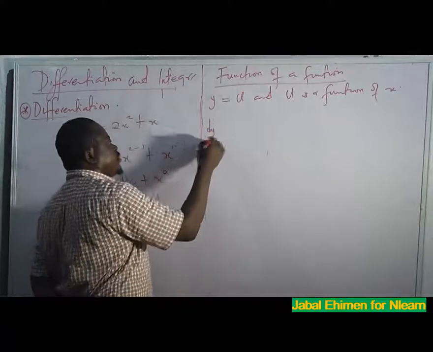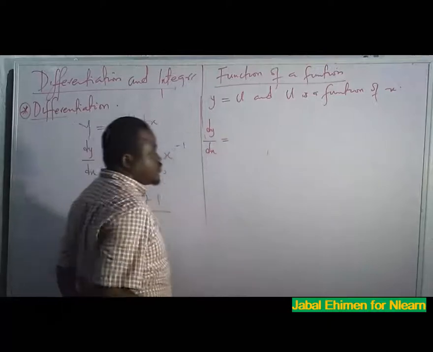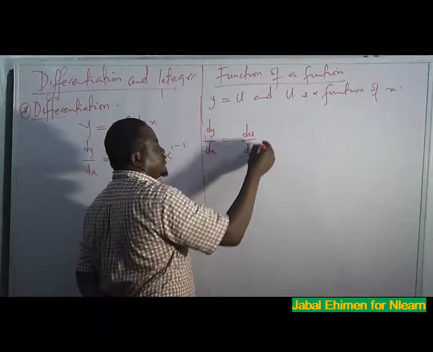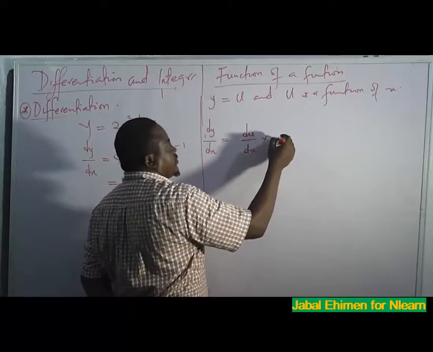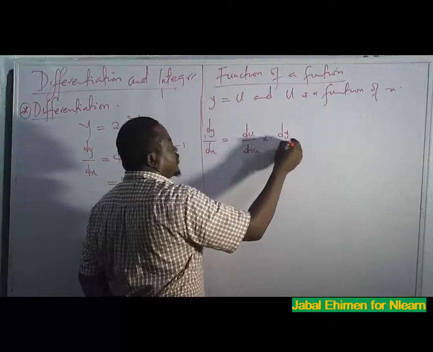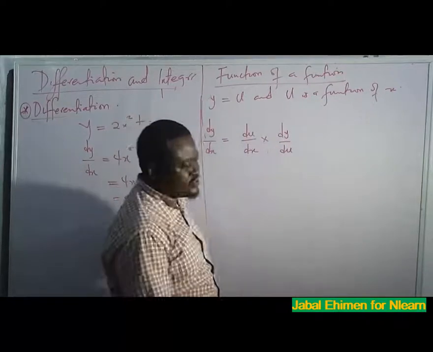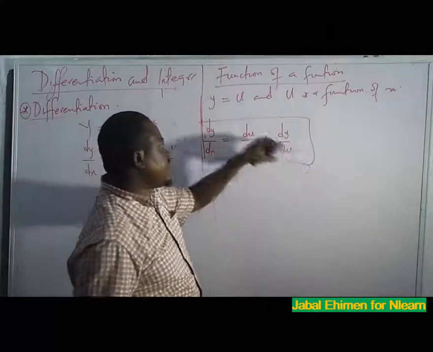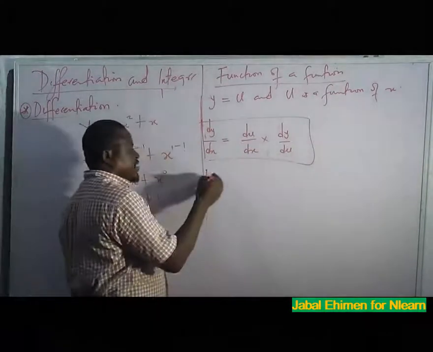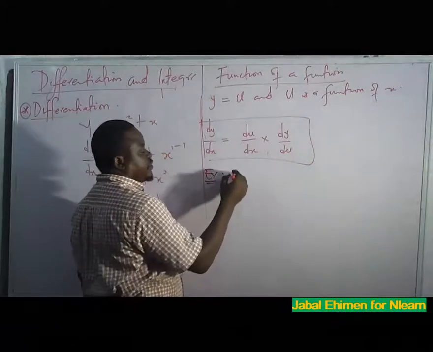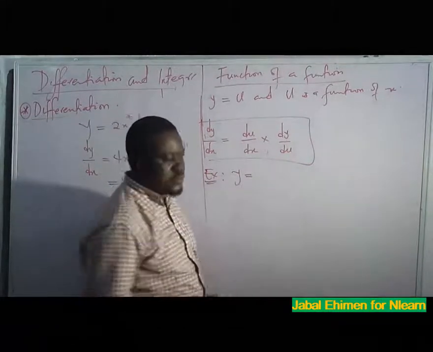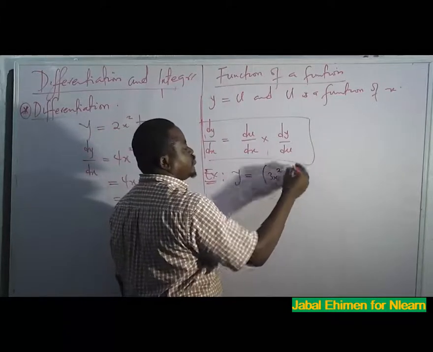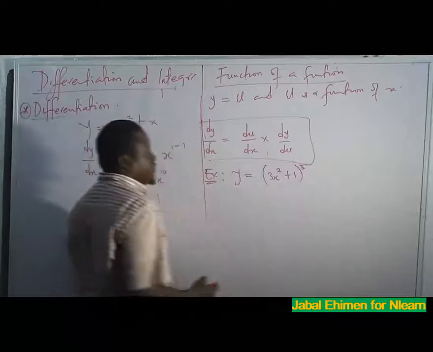Then what it means is that dy over dx is equal to du over dx times dy over du. So you can see it's a very simple analogy. You can see that this can cancel this. But let me see, I have an example. If you have y equal to maybe 3x squared plus 1 all raised to power 3.